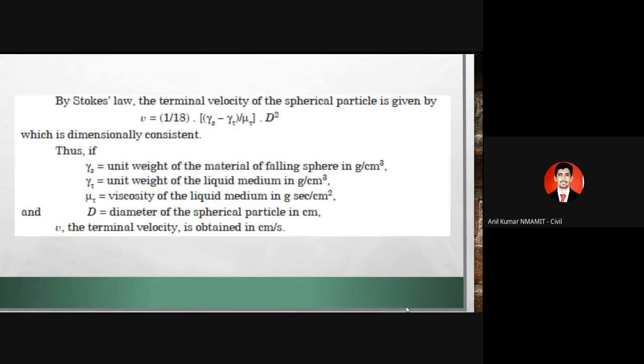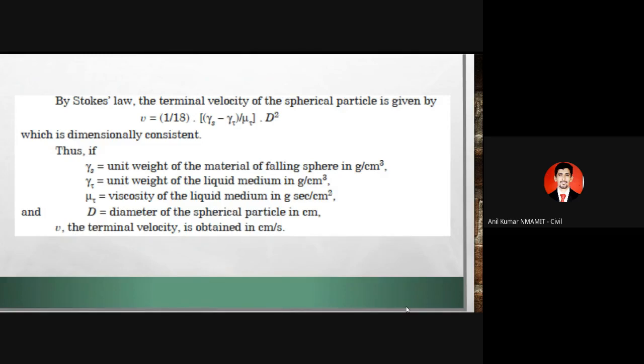This one equation is very important. The terminal velocity v is equal to 1 by 18, into gamma s minus gamma w, divided by mu w, the viscosity of the liquid, into d square. You can note down this equation: 1 by 18.